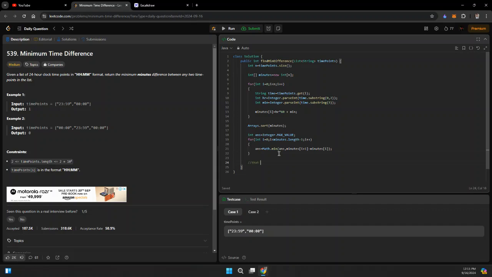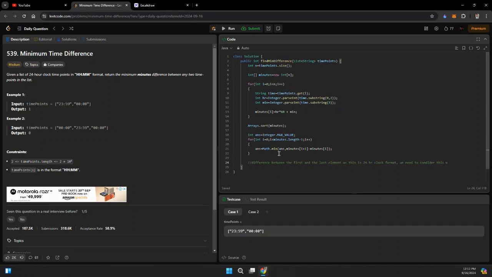Finally, the trickiest part was what? That we need to calculate the difference between the first and the last element, as this is 24-hour clock format, right? So we need to consider this as well.